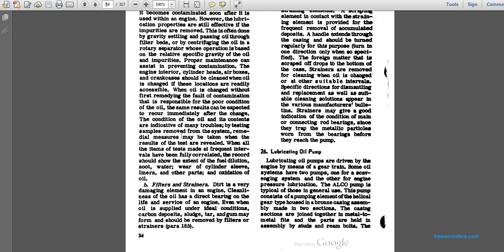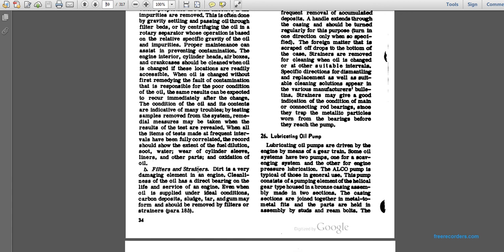26. Lubricating oil pump. Lubricating oil pumps are driven from the engine by means of the gear train. Some of the oil pumps are 2 pumps, one for the scavenging side of the system and the other for the engine pressure lubrication. The helical gear pump is typical of this type. The general use pump consists of the pumping element, helical gear type, using a bronze casing assembly made in 2 sections. The casing sections are joined together in metal to metal fittings held in assembly by studs and reamed bolts.